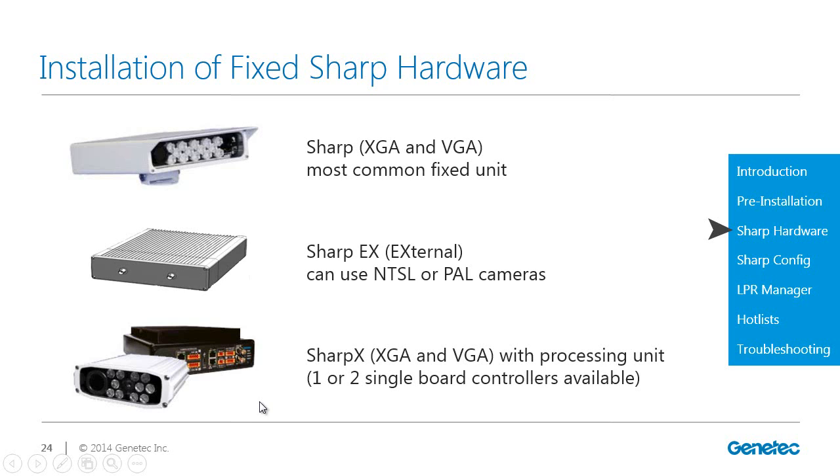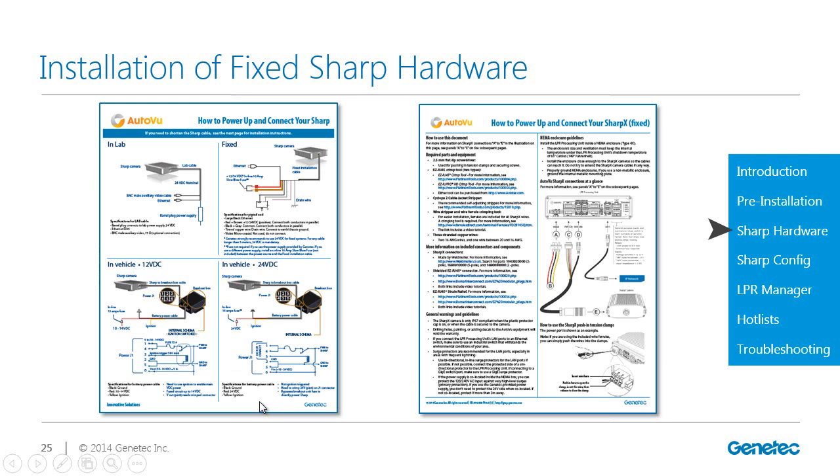Once you have received the system with the lens and the illumination that you ordered, the next step would be to set up the hardware. Now you should receive a document with your system titled How to Power Up and Connect Your Sharp, or Sharp X, depending on whichever one you ordered. Now you can get the full details on setting up the unit from this document or from the AutoVu handbook as well, but we're going to have a quick look at the basic steps here in connecting a regular Sharp unit.